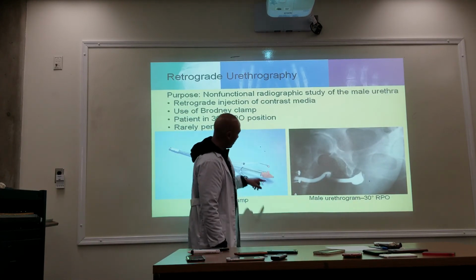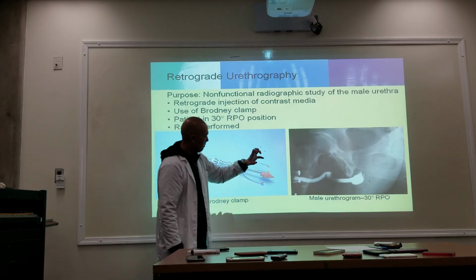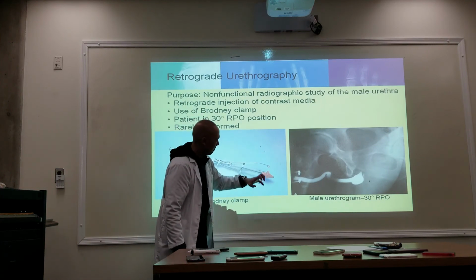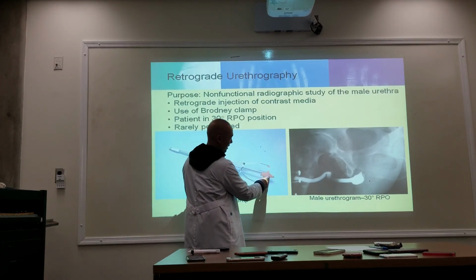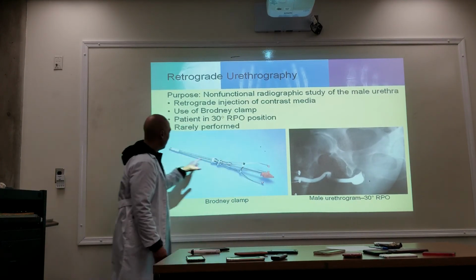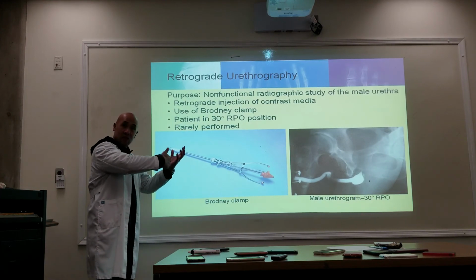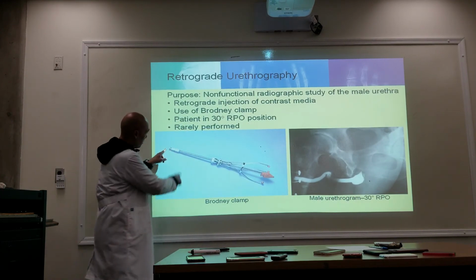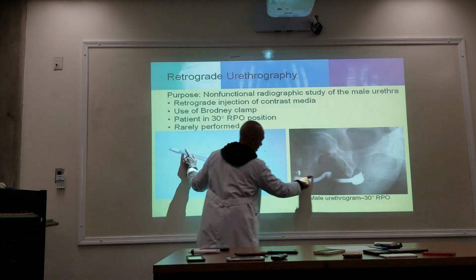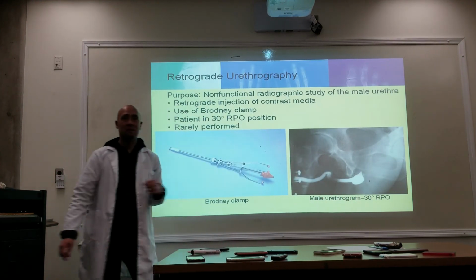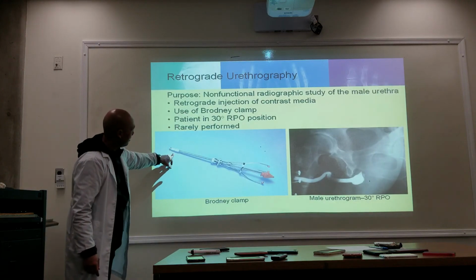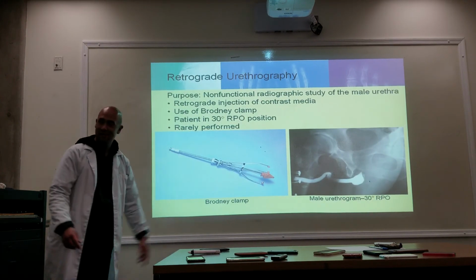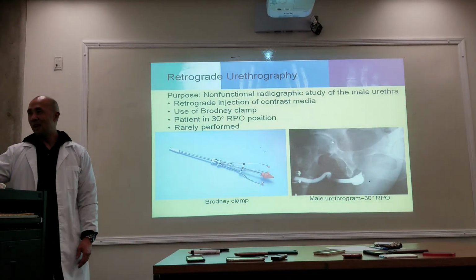So what they'll do is they'll use this Brodney clamp. The clamp, this end goes into the opening. This other end here is connected to a syringe of contrast, and then we're just going to shoot the contrast in. I actually got a couple of these at home. I wanted to see how it worked.